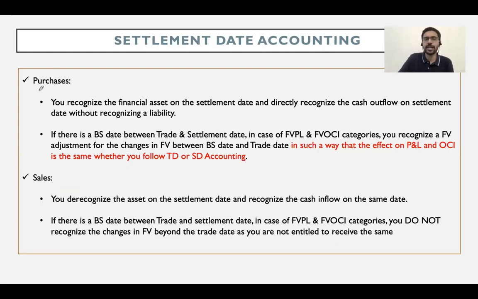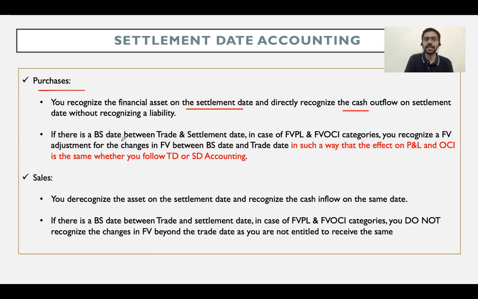With regard to settlement date accounting, in case of purchases, we are not going to recognize the financial asset on the trade date. On the trade date, we're going to pass no journal entry. The financial asset is actually going to be recognized only on the settlement date. And directly, we recognize the cash outflow. We recognize the financial asset for the first time on the settlement date, and we credit the bank account directly without recognizing a liability like how we did in the trade date accounting methodology.